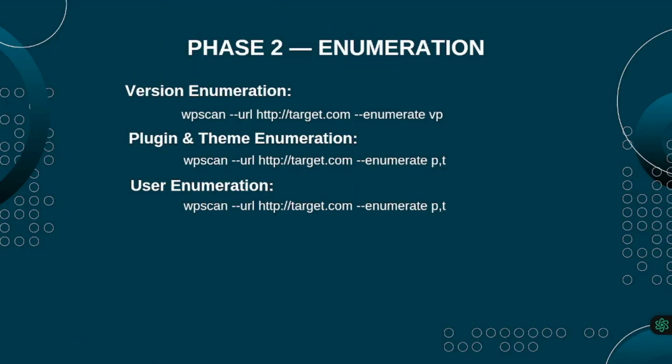Next is enumeration: version enumeration, plugin and theme enumeration, and user enumeration. Run wpscan with the URL of the target site and the enumerate option for versions and plugins. Now we see the WordPress core version, installed plugins and themes, and registered users. We focus especially on outdated components because they often serve as entry points. User enumeration is equally important since exposed usernames reduce attack complexity.